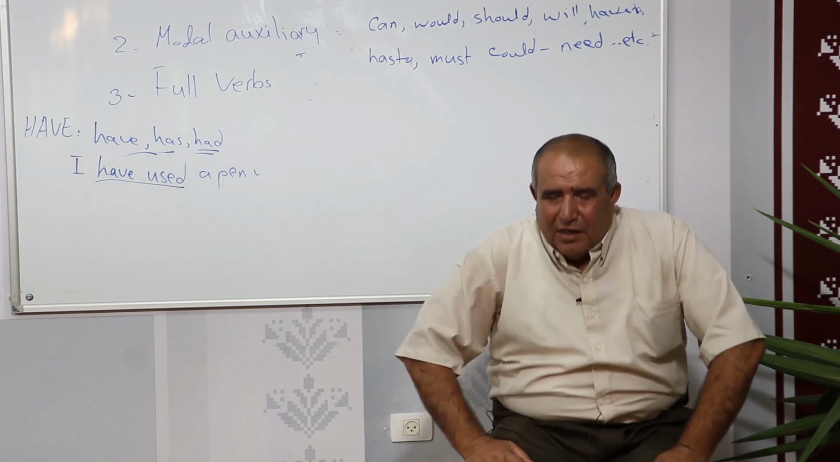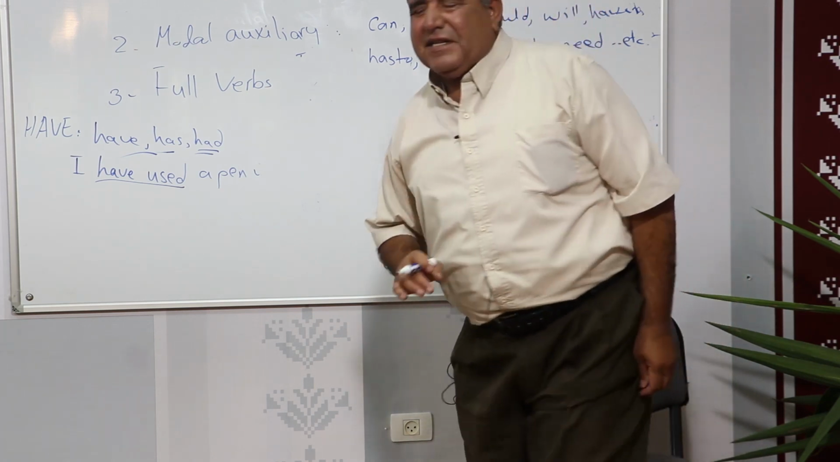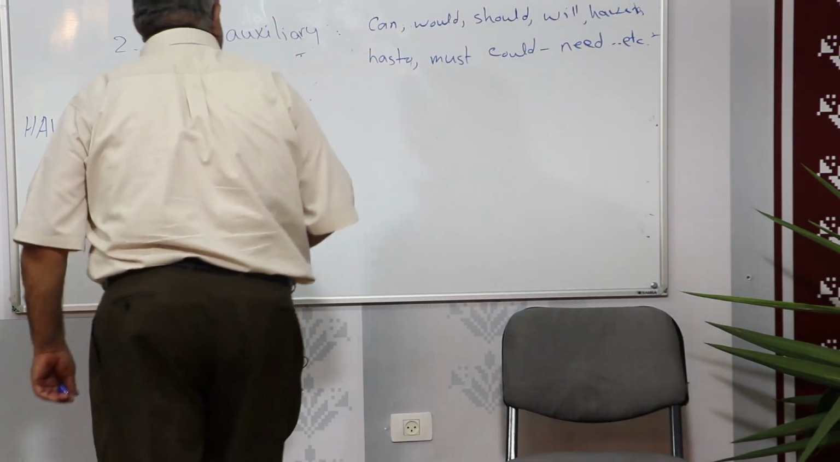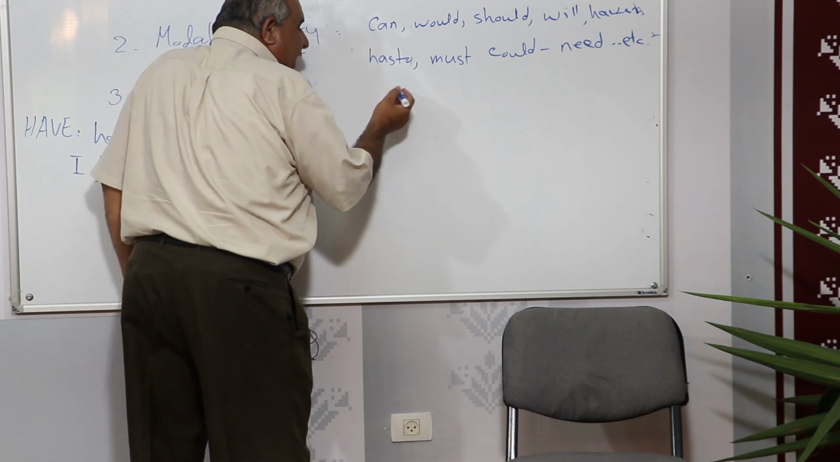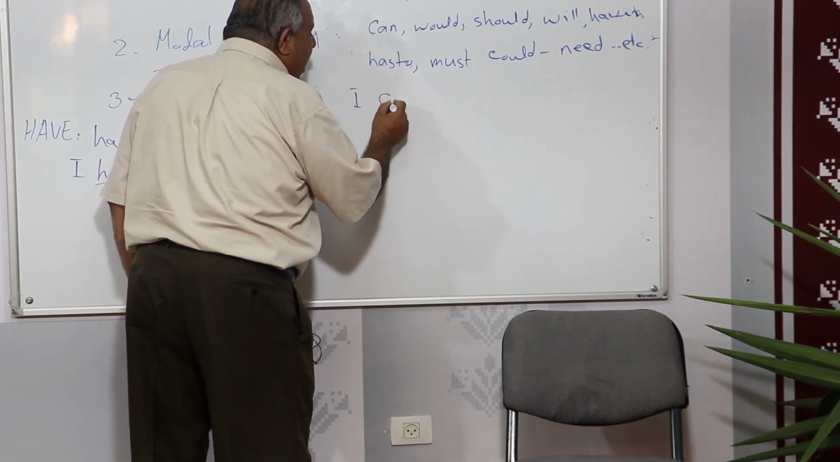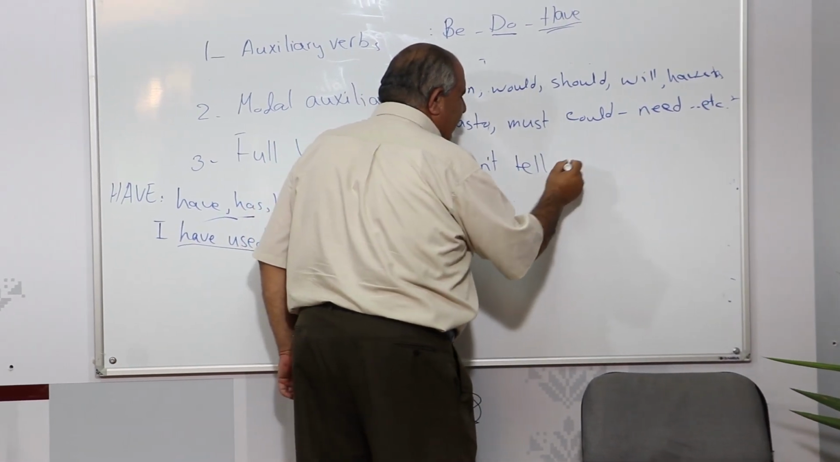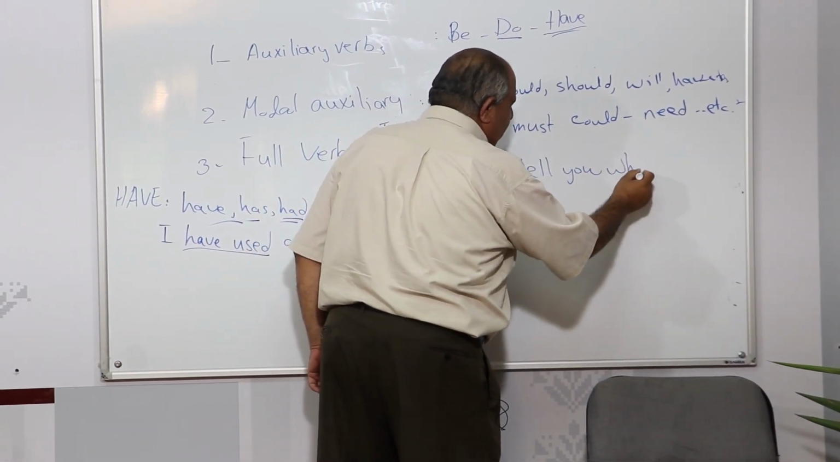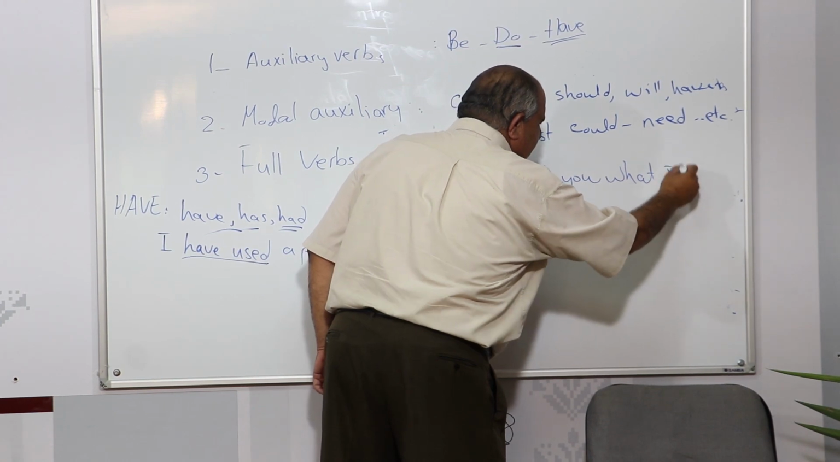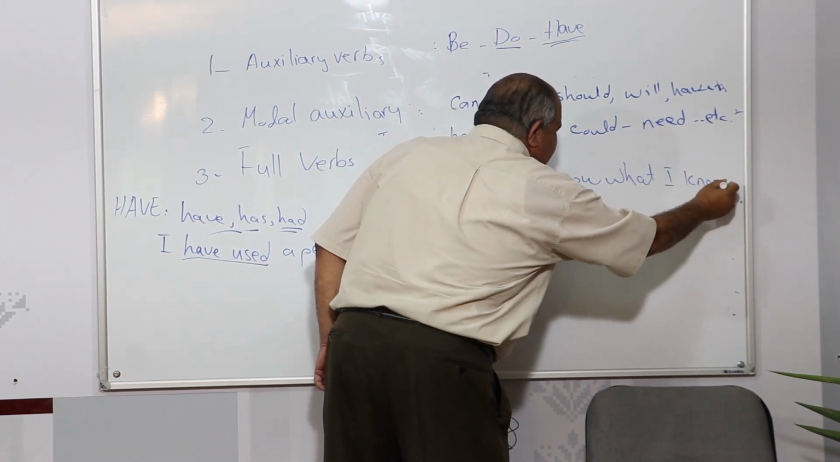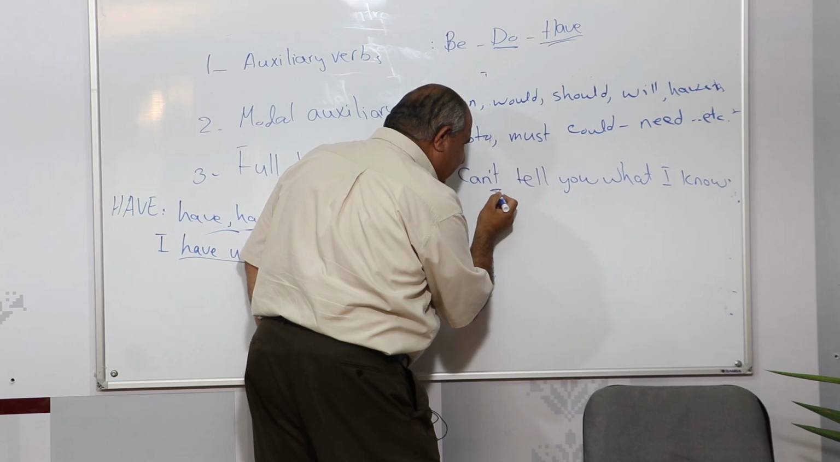Now, the same thing can be said about these. We can talk about can to show negative. So I say, "I can't tell you what I know." So we use it in the negative.